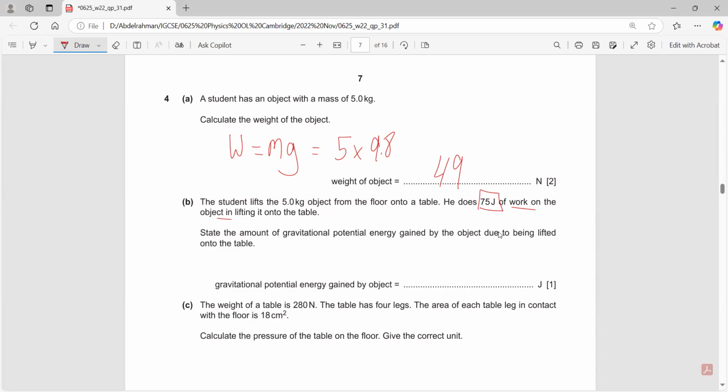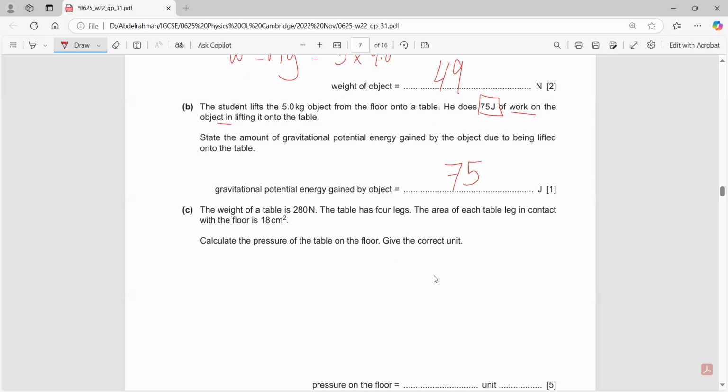So you don't actually need to calculate it using the equation. The whole notion of the work done on the object is the gravitational potential energy on the object. He applied a force on the object and lifted it some distance, so this is the gravitational potential energy. It is the same as the work done. So all you need to say is 75 joules. That's it.